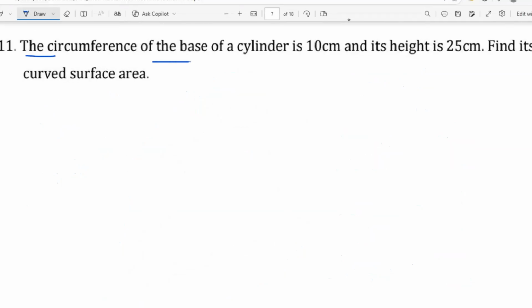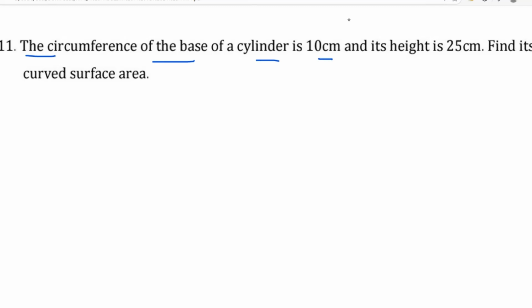The circumference of the base of a cylinder is 10 centimeter. Height is 25 centimeter. Find the curved surface area. So the curved surface area of a cylinder is circumference into height.